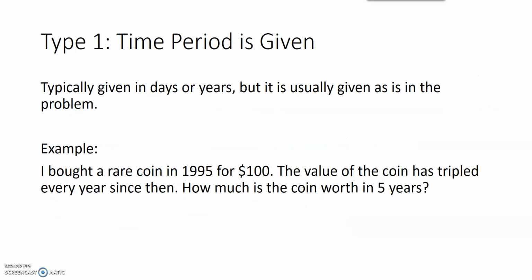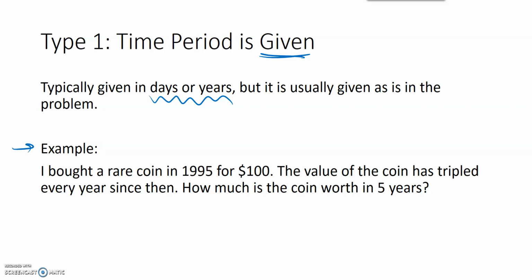All right, so we're going to start talking about type 1 where our time period is given. Okay, and I'll explain what that means here in a second. Typically on these problems, our time is in days or years. It does not have to be. It could be in hours, it could be in weeks, it could be in months, it could be anything, but typically it's in days and years, and that's given in the problem. Okay? We're going to do an example, and I think it'll make a little bit more sense.